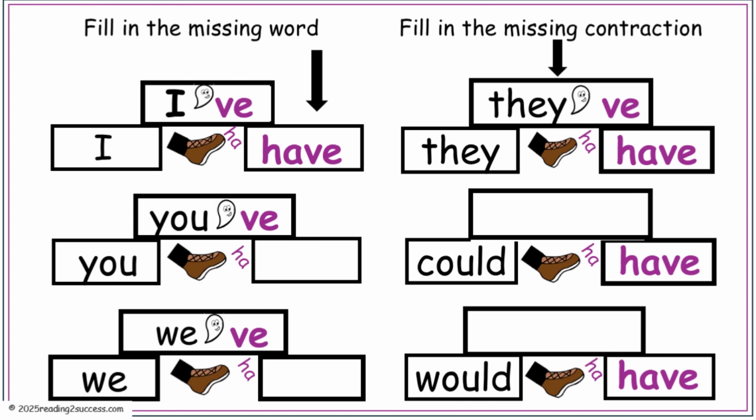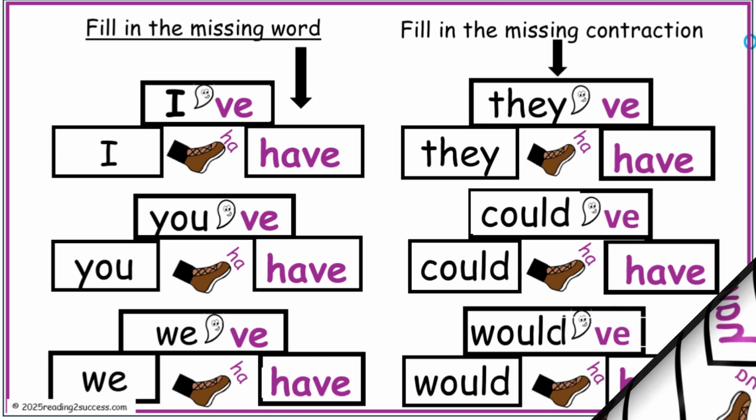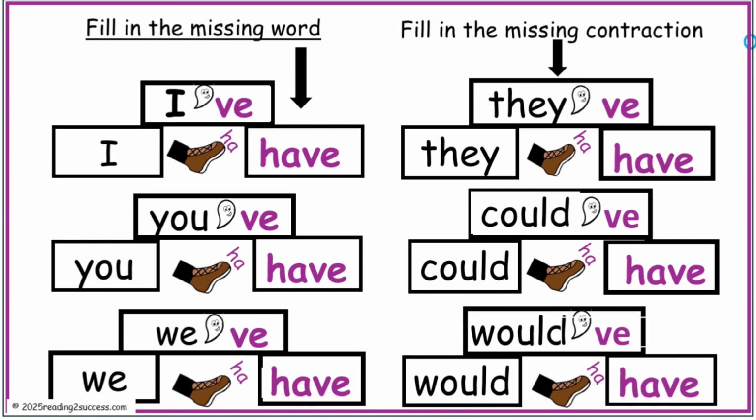Now have kids complete this practice page. It has 2 columns. Fill in the missing word and fill in the missing contraction. The first one on each column is an example to follow. This is a completed example. Have kids check their answers.